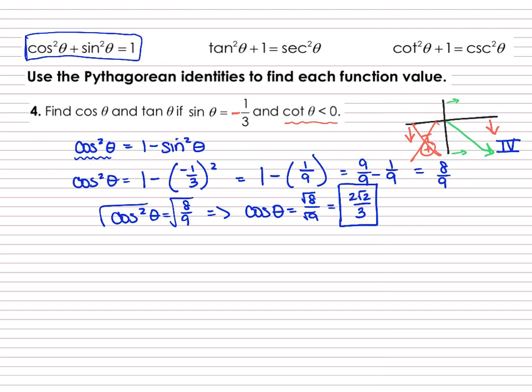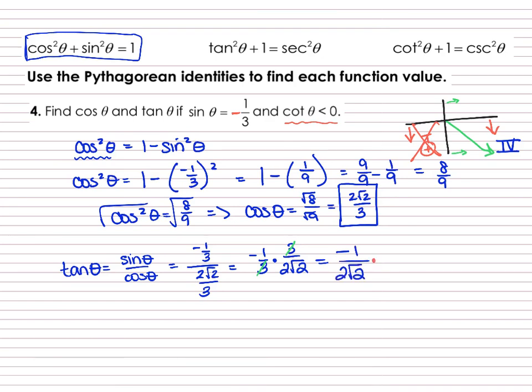That's my final answer. The second part of the question is asking us to find tangent of theta. So for this one, I'm going to use the identity that the tangent of theta is equal to sine of theta over cosine of theta. I'm going to use this one because I know both of those values. Sine is negative 1/3. Cosine we just found is 2 square roots of 2 over 3. So again, keep change flip, negative 1/3 times instead of division, 3 over 2 square roots of 2. I'm going to cancel out the 3's to give me negative 1 over 2 square roots of 2.